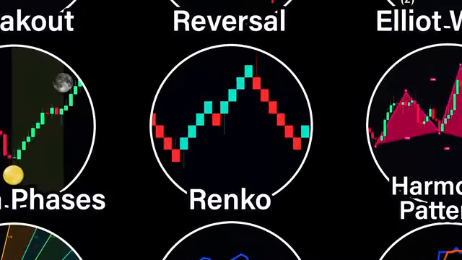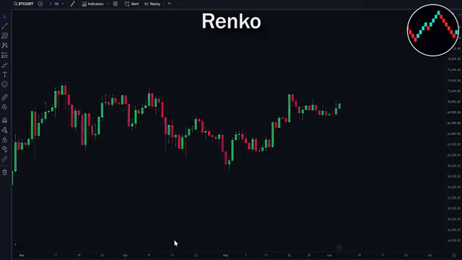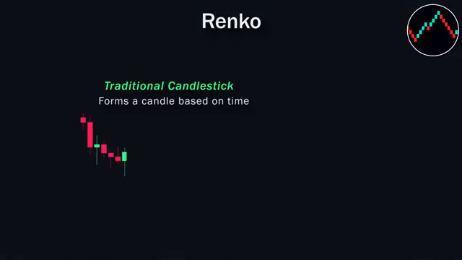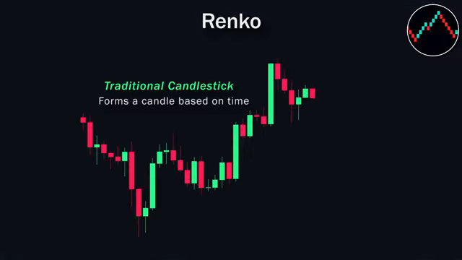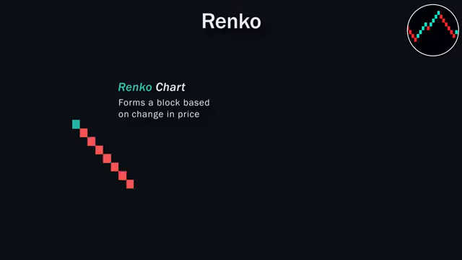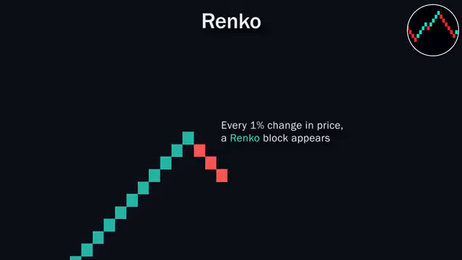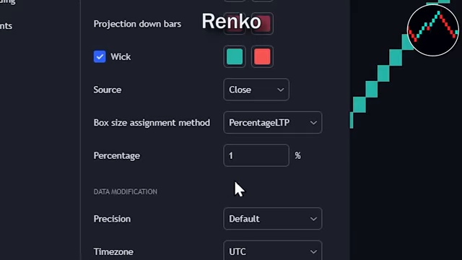Renko. It replaces a traditional candlestick chart with a Renko chart. So, unlike a traditional candlestick, which forms a new candle based on a certain period of time, a Renko chart forms its block based on the change of price. For example, every 1% change in price, a Renko block appears. This means that each Renko block represents a 1% change in price. Of course, you can change the parameters of this through the indicator settings.